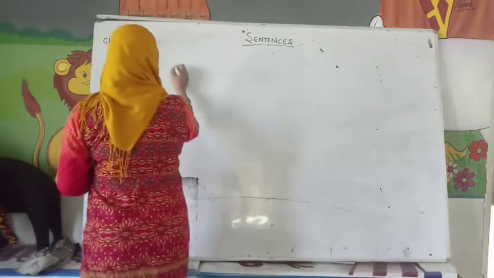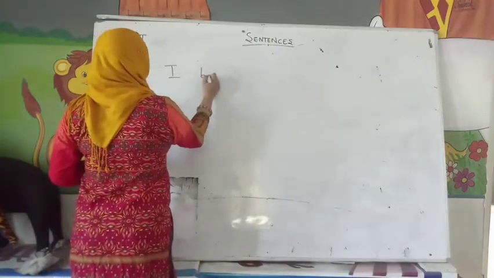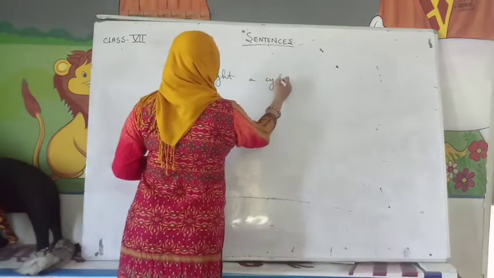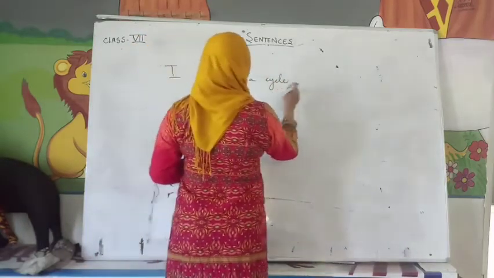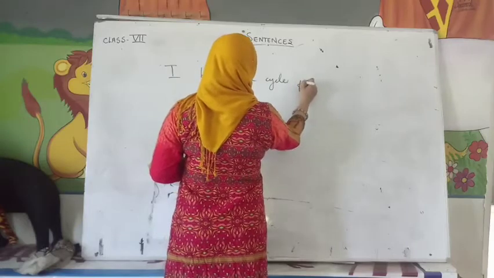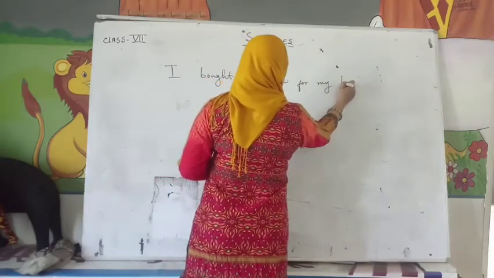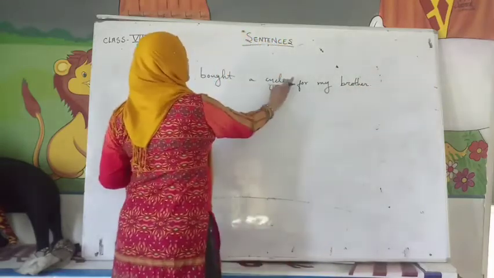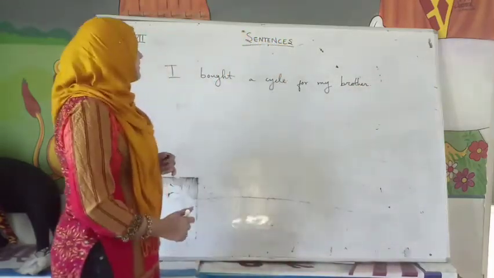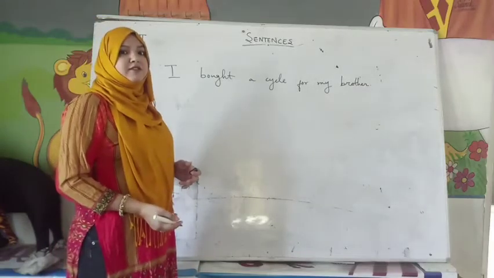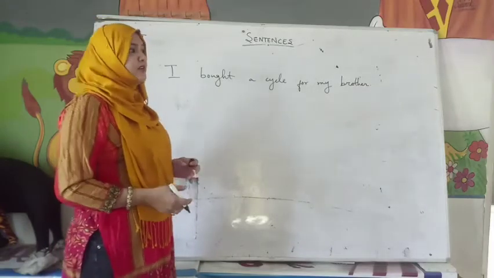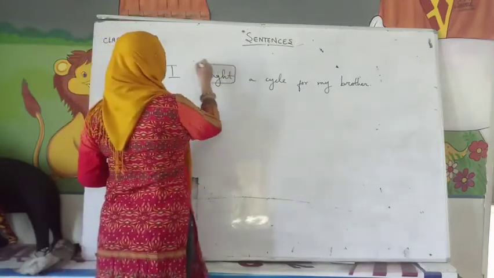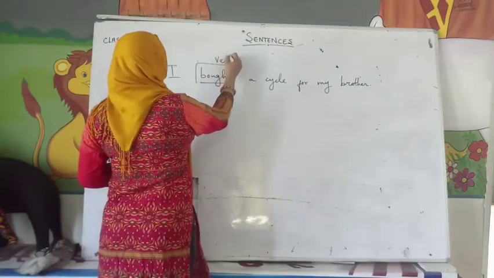Okay. Supposing for instance I write, I bought a cycle for my brother. Okay, I bought a cycle for my brother. So here, how will you find? First thing you have to find is the verb. Verb means action word. So what is that? The verb over here is bought. Okay, bought is the verb.